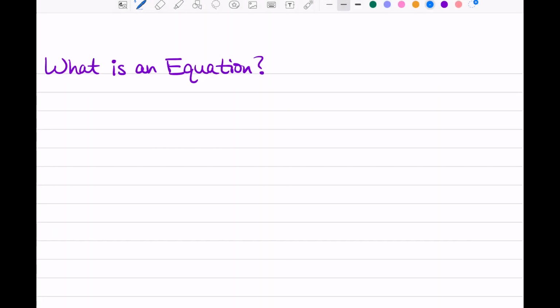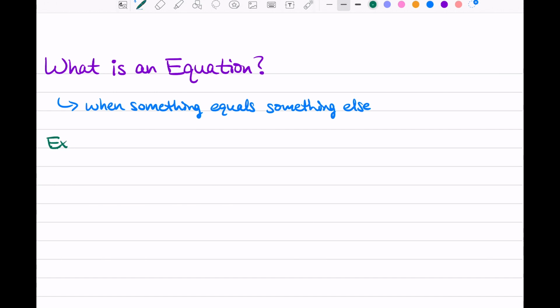What is an equation? Well, an equation is when something equals something else. For example, 2 plus 3 equals 5. Something equals something else.